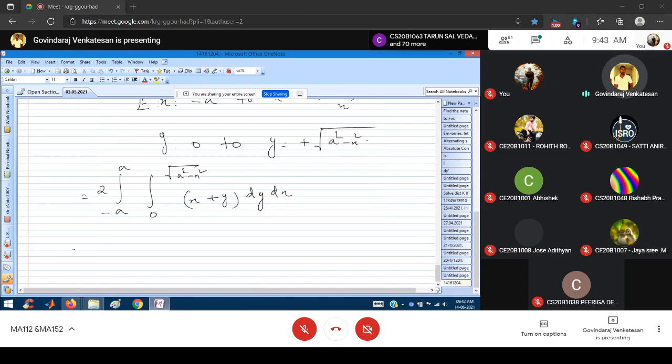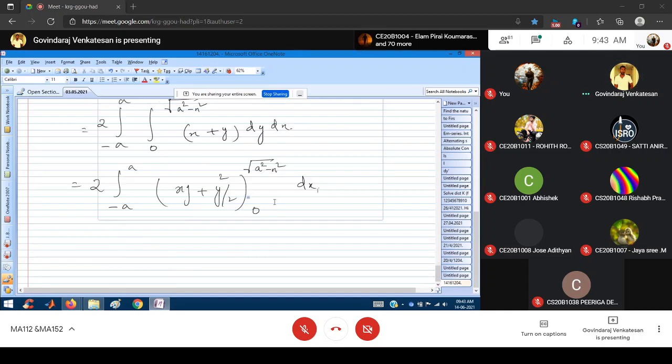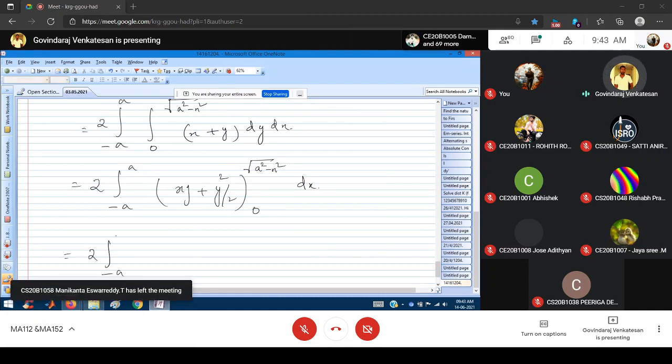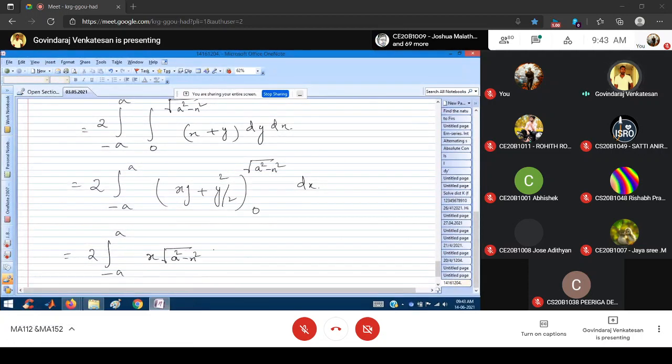Okay. So now you evaluate the integral. This is 2 times the integral from minus a to plus a. So just integrate this one, x into y plus y square by 2, and substitute the upper limits and lower limits, into dx. Yes, 2 times the integral over minus a to plus a of x into square root of a square minus x square plus a square minus x square divided by 2, everything into dx.